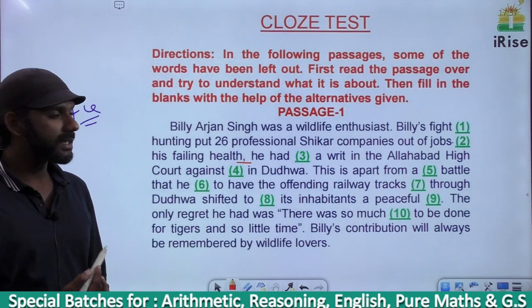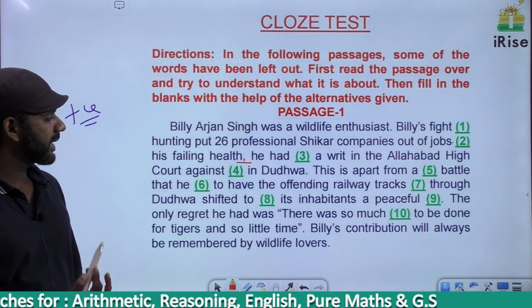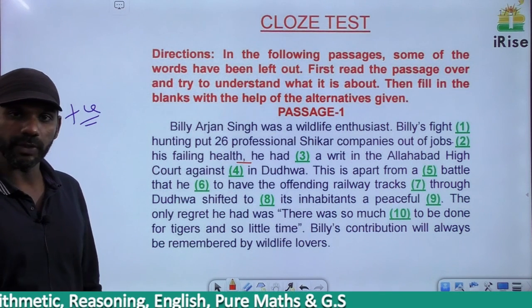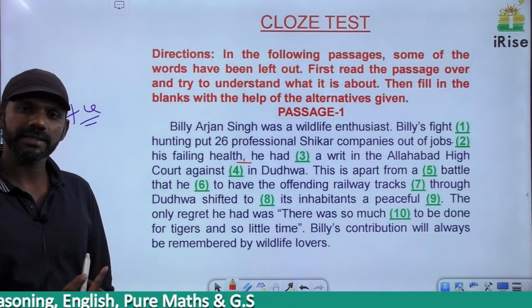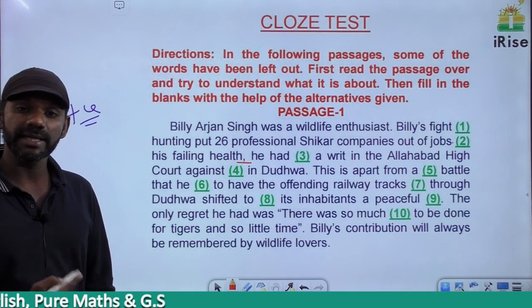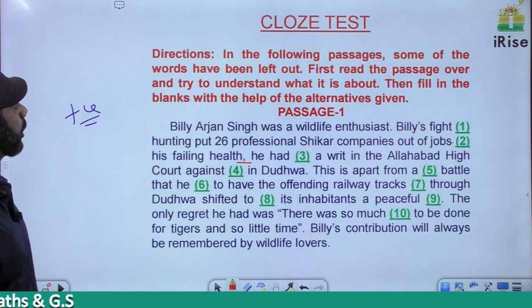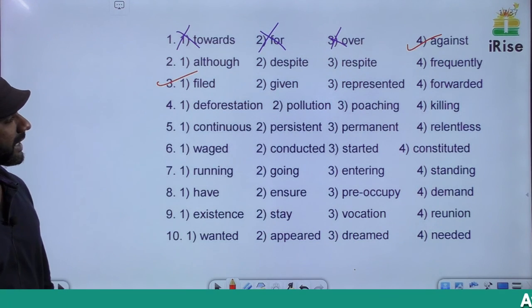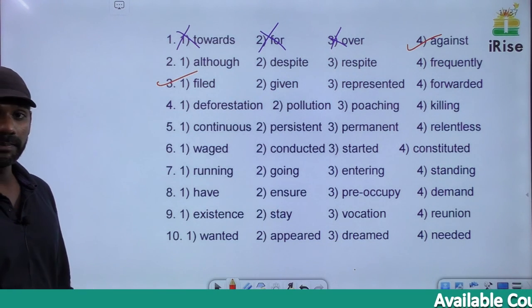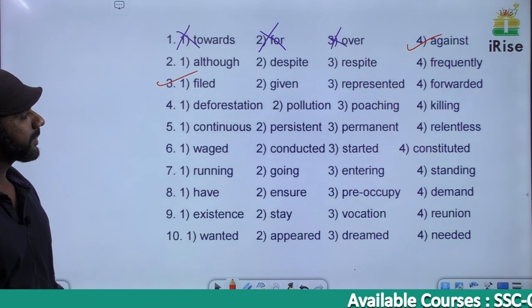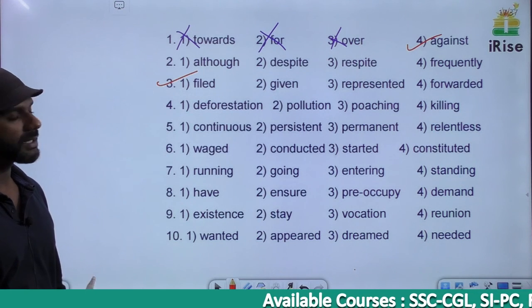He had filed a writ in the Allahabad High Court against dash in Dudhwa. What is he fighting against? As per the context, he is fighting against hunting. Right. Come to the options. Blank 4: deforestation, pollution, poaching, killing.